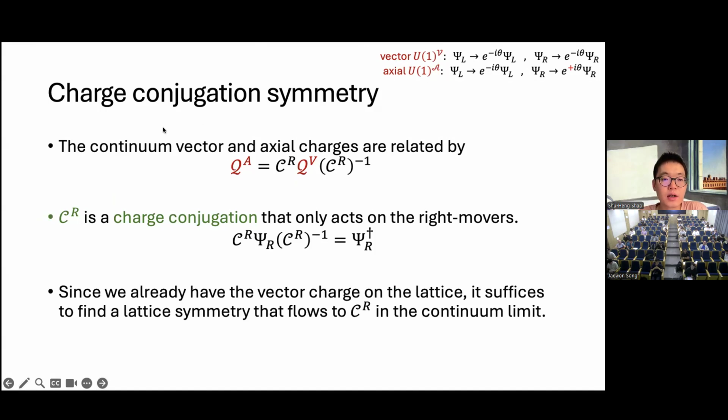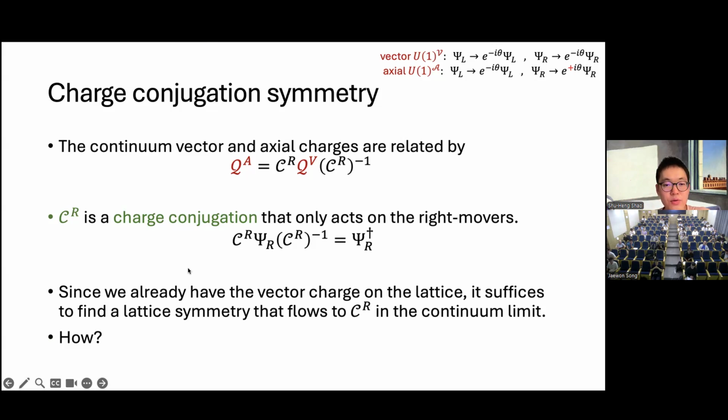All right. Now on the lattice, we already have the vector charge. That's very easy to write down. It's manifest on the lattice. So all we have to do to obtain QA is to identify the lattice counterpart of this charge conjugation symmetry, CR. That's our strategy. We have reduced the task of finding a continuous axial global symmetry on the lattice to finding a discrete symmetry on the lattice, which should generally be easier. But the question is how? How do we find the lattice counterpart of this CR?